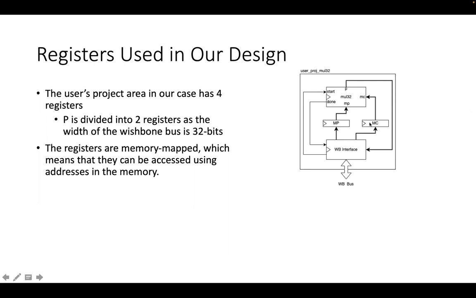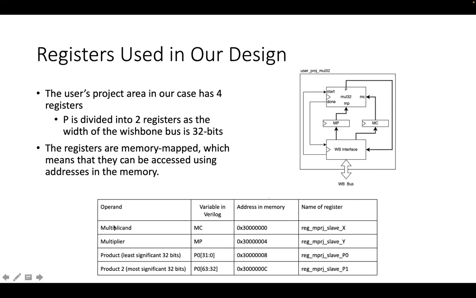Do we have any other registers? Yes, we have a register for the product, but the wishbone bus width is only 32 bits. So since our product is 64 bits, it will be divided into 2 registers. So finally, we will have 4 registers. Their names in Verilog are MC, MP, P0 for the least significant 32 bits of the product, and P1 for the most significant 32 bits of the product.